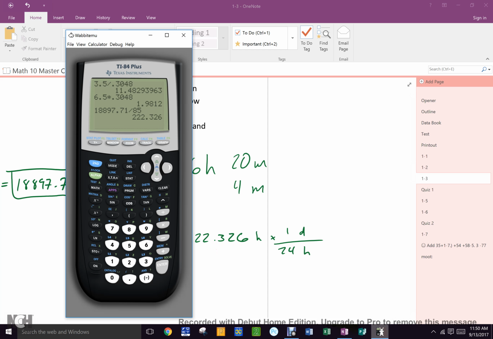Now the problem here, and this is a very important distinction that you all need to be made aware of. If I take that answer of 222.326 and I divide by 24, which was what I was going to do, I get 9.263. Now Sam says he got 9.25. How is that possible?